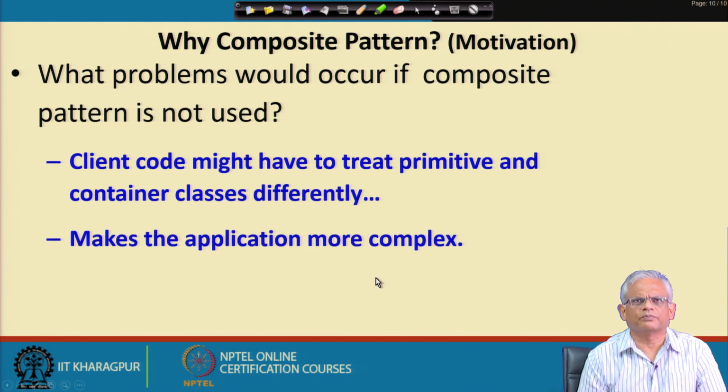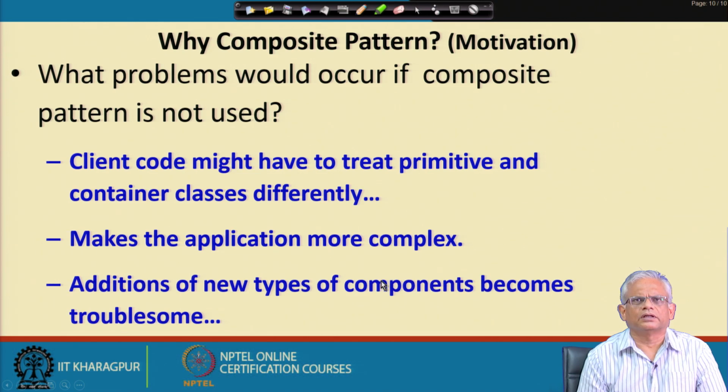The application would become complex, and if we add new types of primitive elements and new groups, it would become extremely complicated, troublesome for the user. And as you can see, the composite pattern solves a very important problem, and in the right situation you would have no difficulty in identifying the right situation and using the composite pattern, which will really help in making your application elegant.